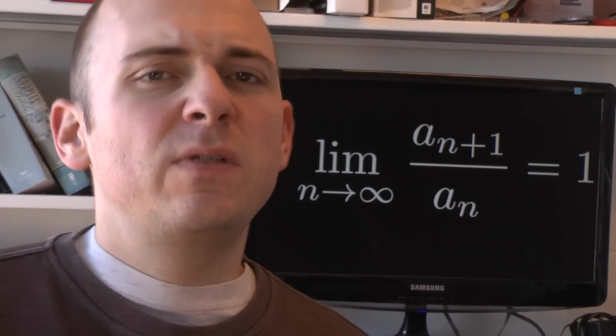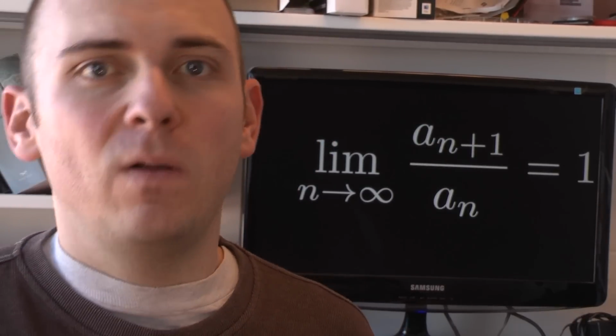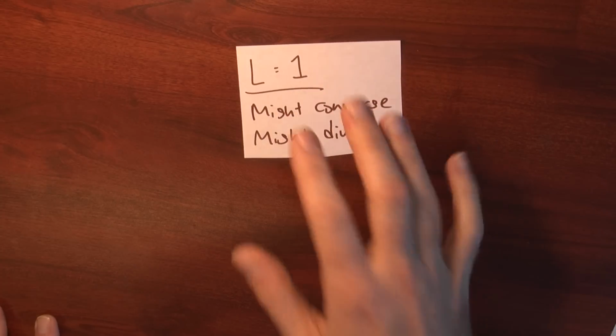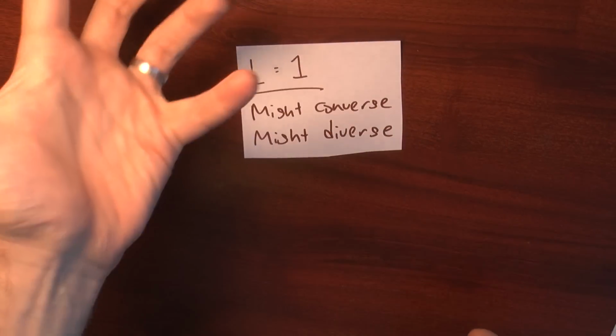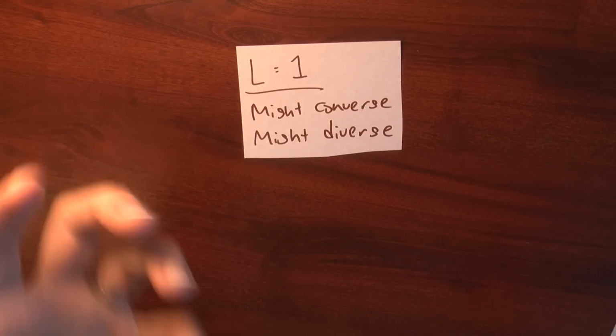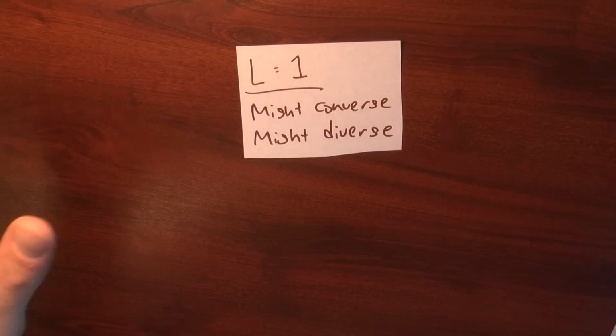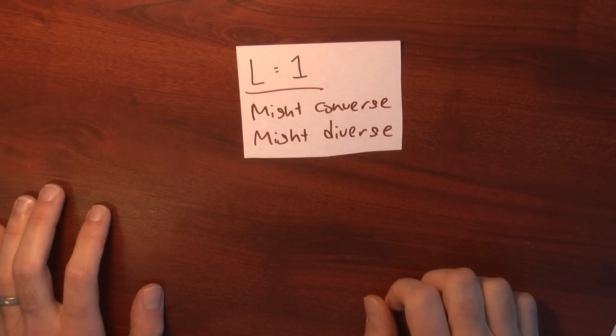And what does the ratio test say if the limit is equal to 1? When L is equal to 1, the series might converge or it might diverge. The ratio test is just silent in that case. It doesn't tell us any information.